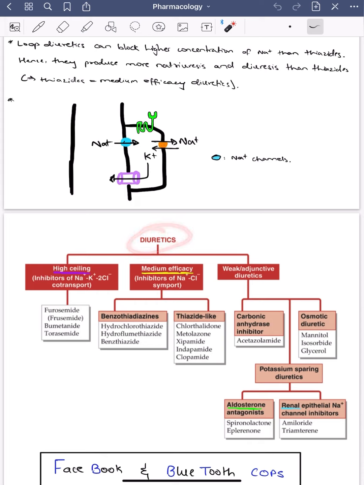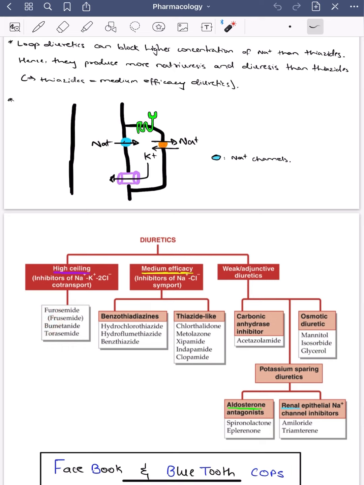Diuretics can be classified into high ceiling diuretics, medium efficacy diuretics and weak or adjunctive diuretics. We've discussed the high ceiling diuretics, which are basically the inhibitors of the sodium potassium 2 chloride co-transporters. The examples of these are furosemide, bumetanide and torsemide.